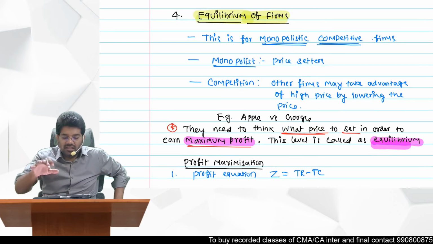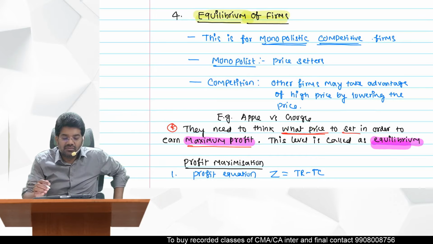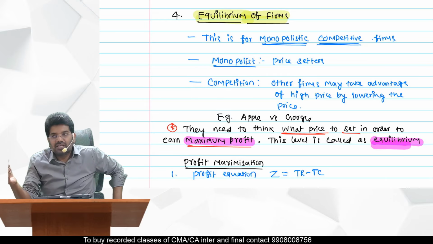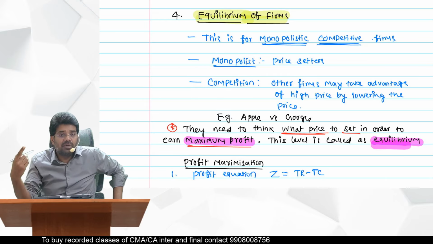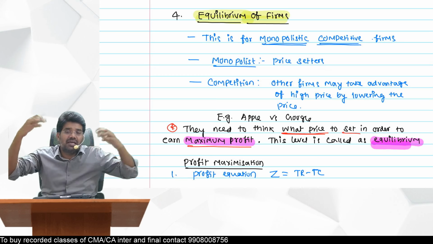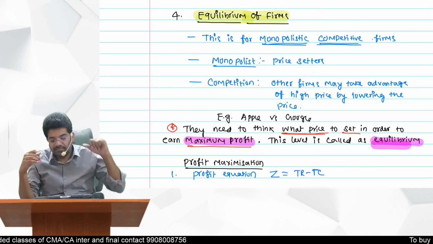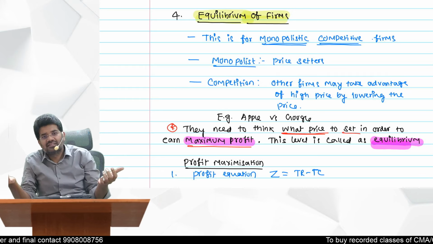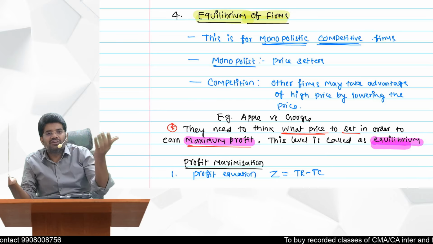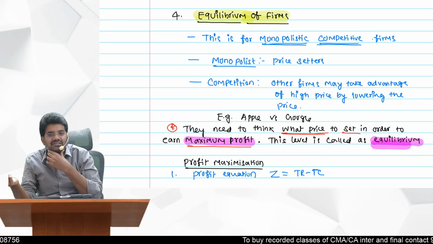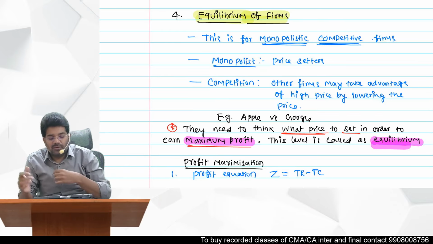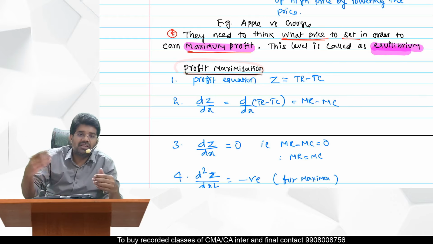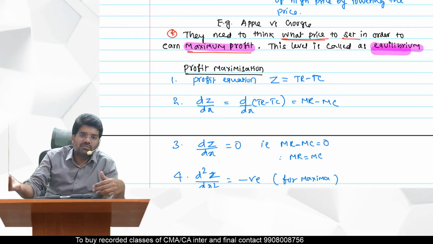So I was just explaining the concept of equilibrium of firms here. To whom is it applicable? Monopolistic competitive firms, since if they increase the price, other firms will take advantage. Their dilemma would be what price they should set to get the maximum profit. Profit maximization, you already knew that, is total revenue minus total cost. Whenever they ask for equilibrium, it is nothing but profit maximization.